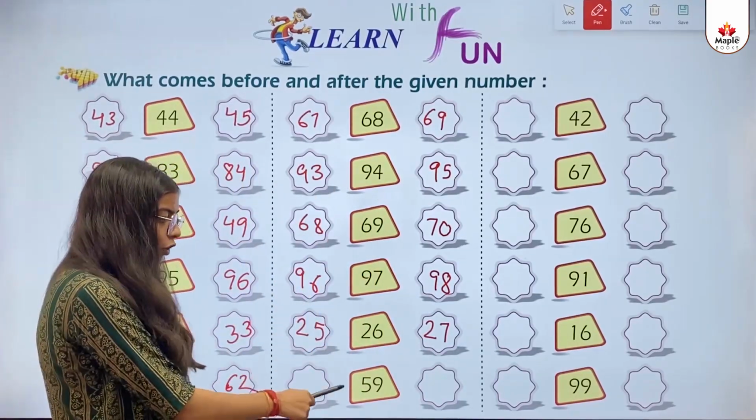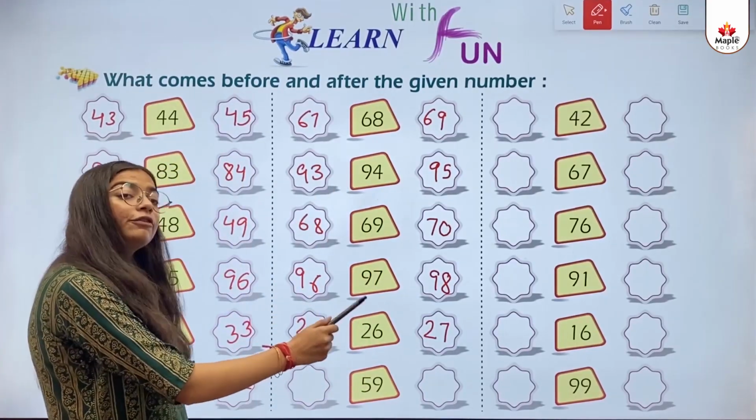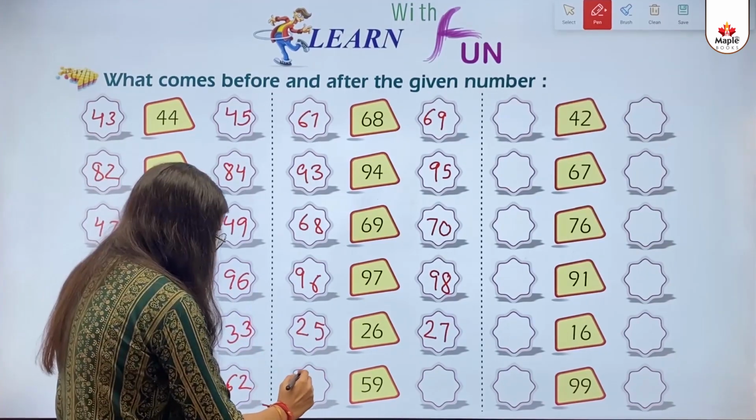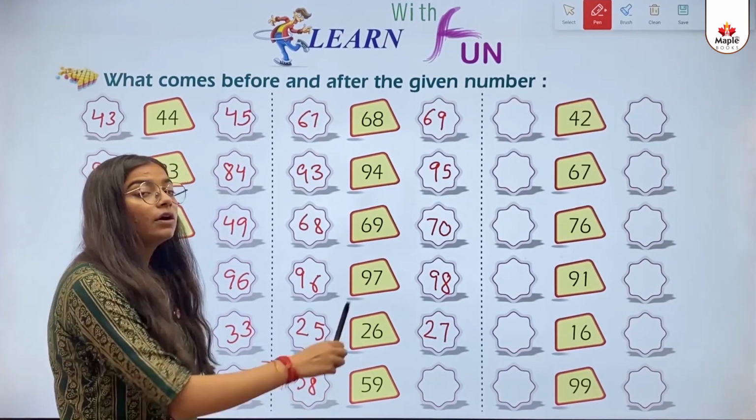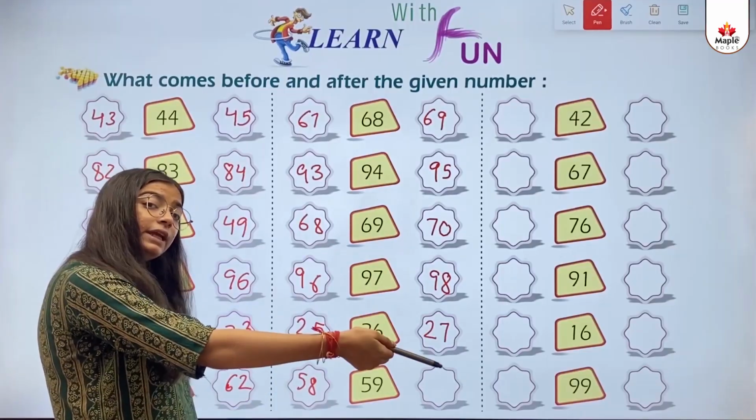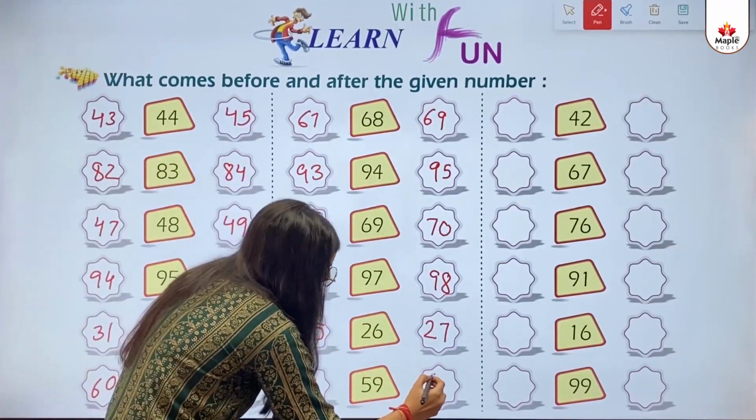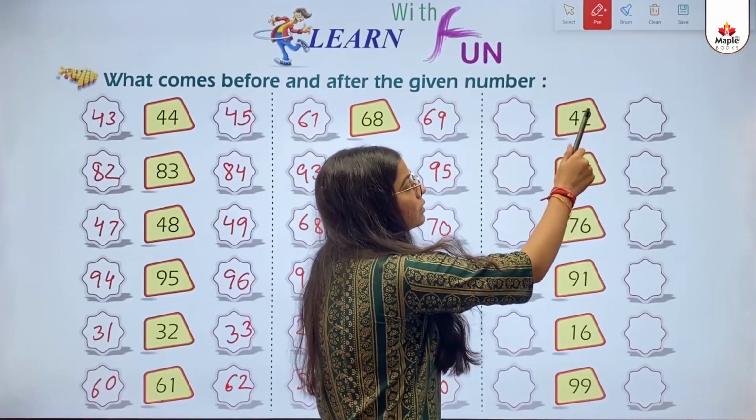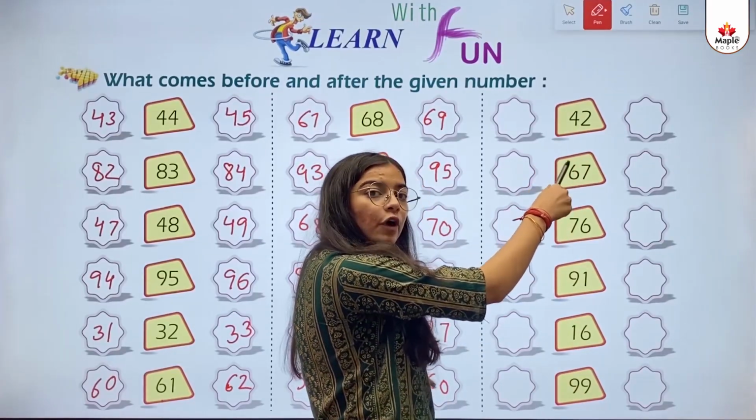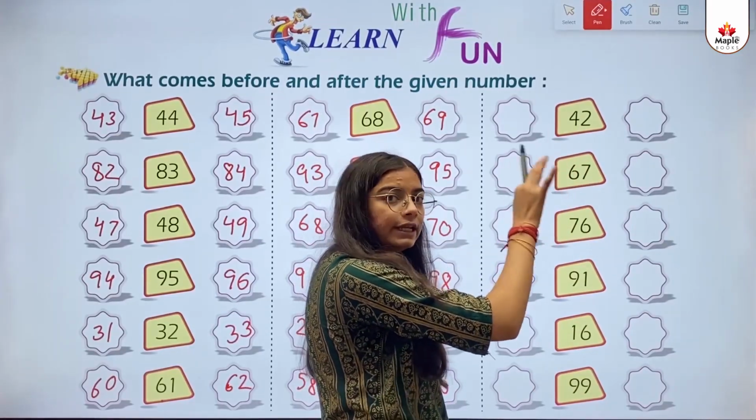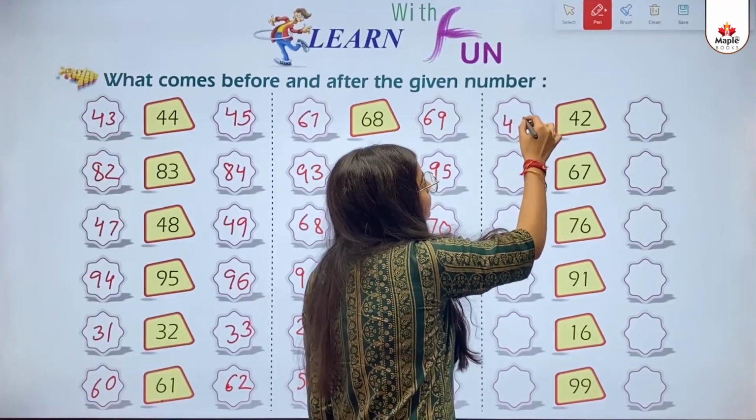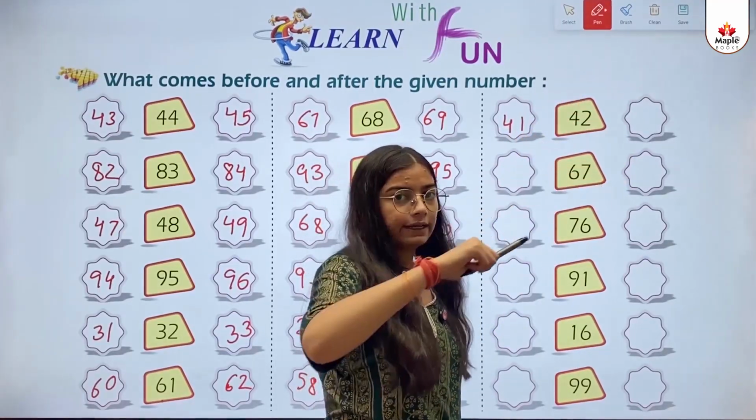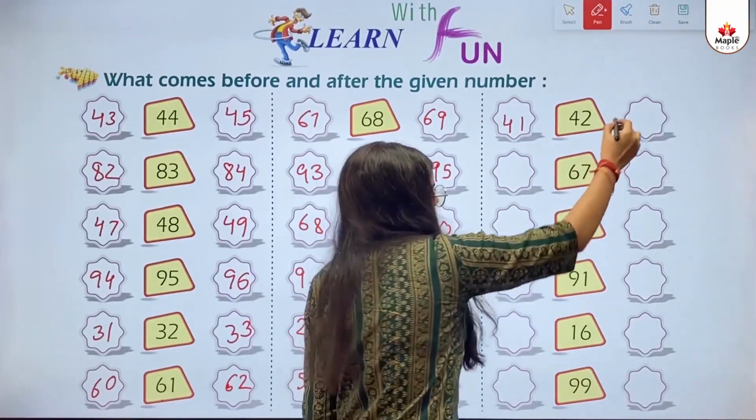Then what comes before 59? That is 58. Then what comes after 59? That is 60. Then what comes before 42? That is 41. 4 and 1. Then what comes after 42? That is 43.